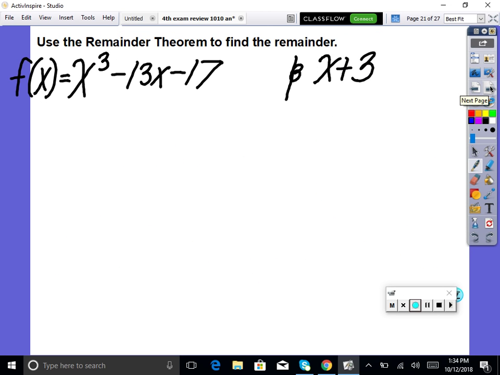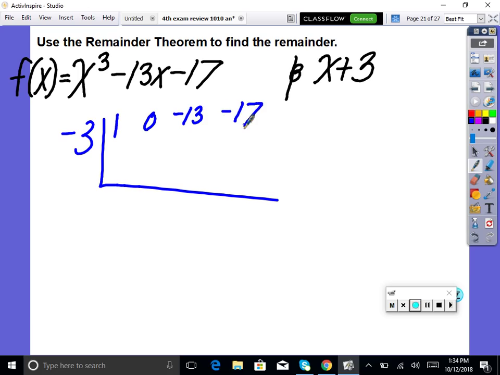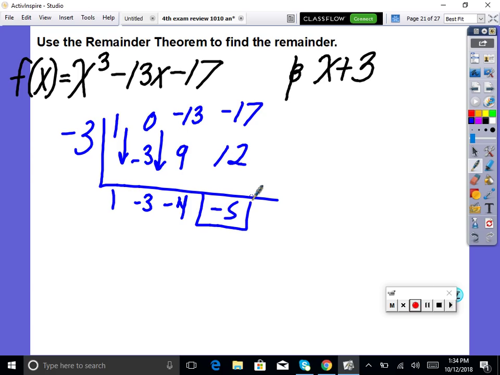Alright, so now it says use the remainder theorem to find the remainder. So just find the remainder. You can do it however you want. Remember, we can do negative 3, we can do synthetic division as long as we don't forget there's a 0 where there's an x squared. 1, 0, negative 13, negative 17. So add straight down, multiply up, add straight down, multiply up. Add straight down, multiply up, add straight down. Our remainder is negative 5.